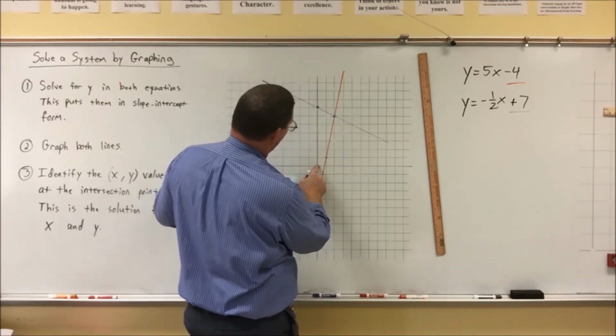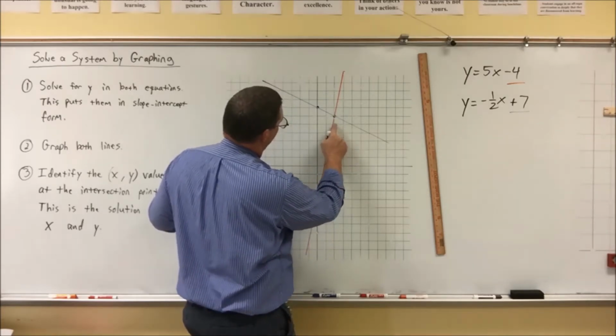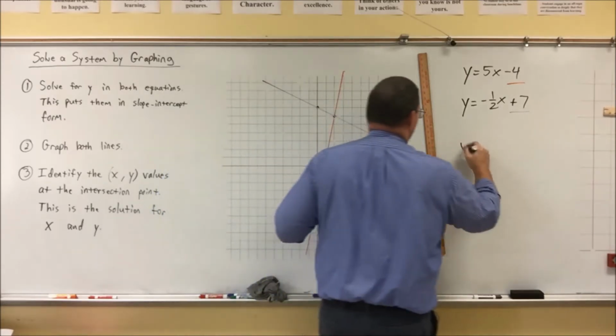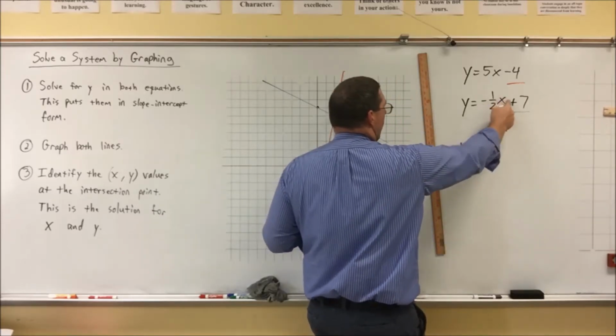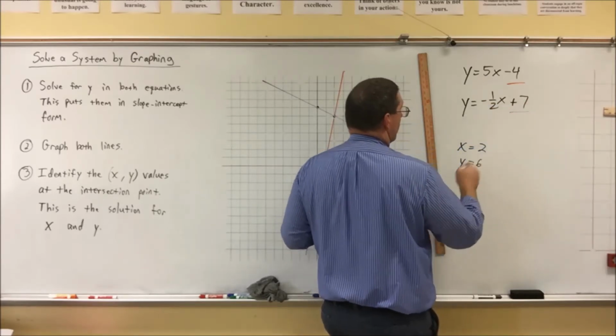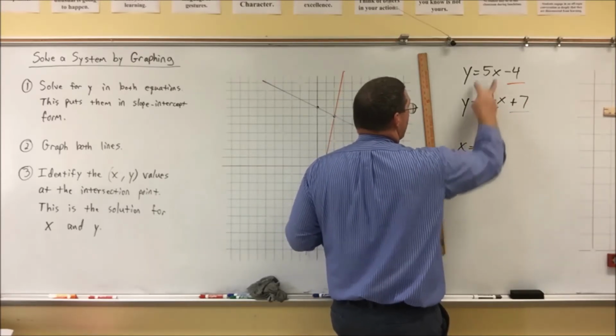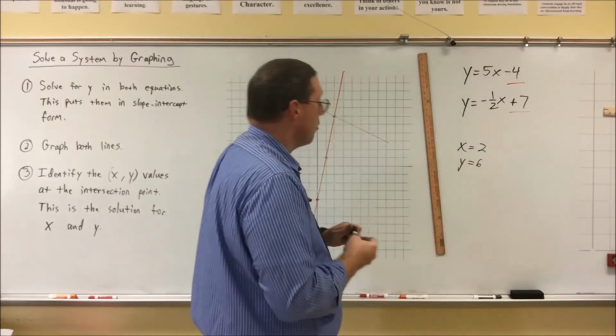Looks like from the origin, x is 2, and 1, 2, 3, 4, 5, 6. It looks like 2, 6. X is 2, y is 6. Negative 1/2 times 2 is negative 1, plus 7 is 6. That's correct. 5 times 2 is 10, minus 4 is 6. And so we check our solution.